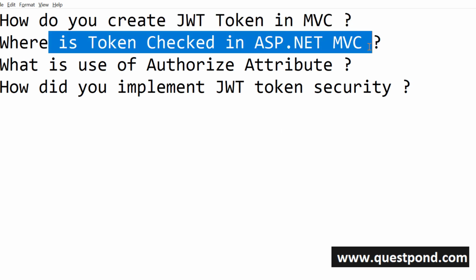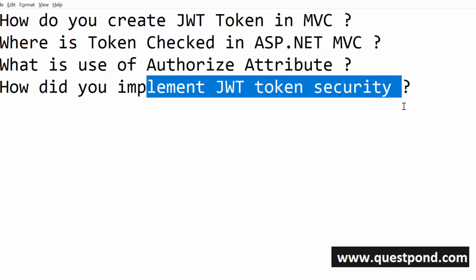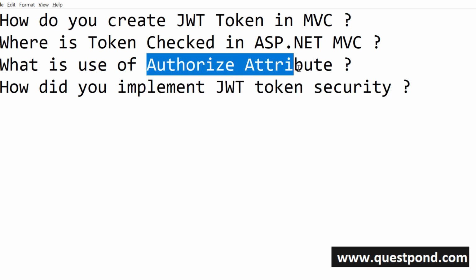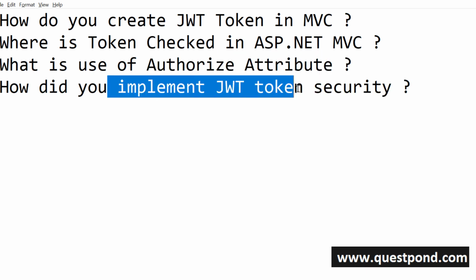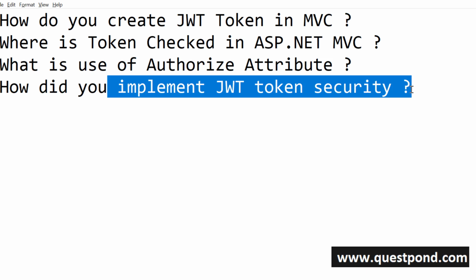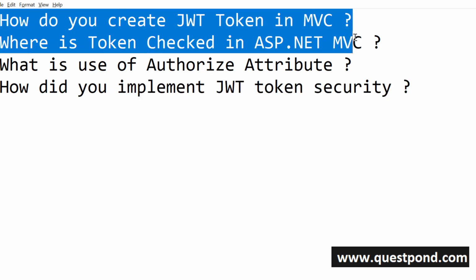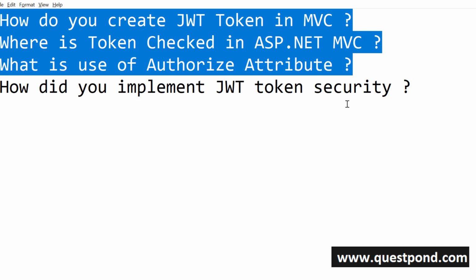Where is the token checked? The second thing is to check the token. For that we have to add in the middleware services.add authentication. And the third point is that we have to decorate the authorized attribute on the controllers to make sure that those controllers are protected. So when you are answering holistically, please make sure that these 3 points are coming out, right? And if the interviewer is asking you individually, then accordingly you can tailor your answer, right?